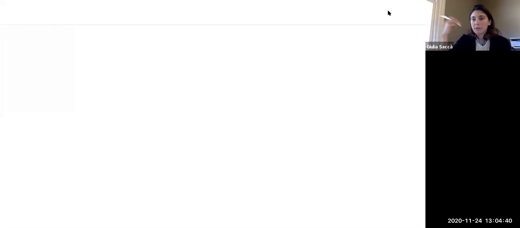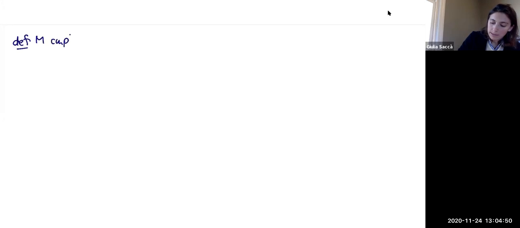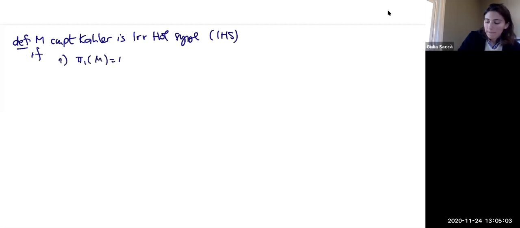So I'll start with the basic definitions. Hopefully this is not gonna bore you too much. So definition: a compact Kähler manifold is called irreducible holomorphic symplectic, so IHS, if it's simply connected and the space of holomorphic two-forms is one-dimensional and spanned by a holomorphic symplectic form.